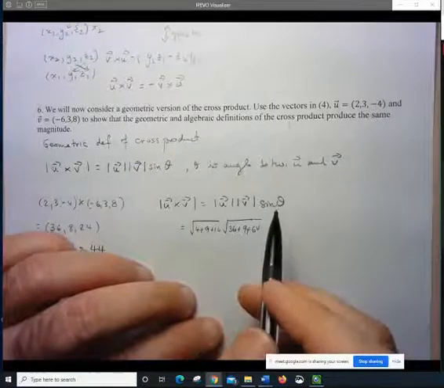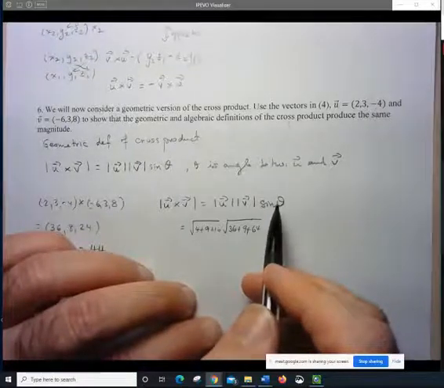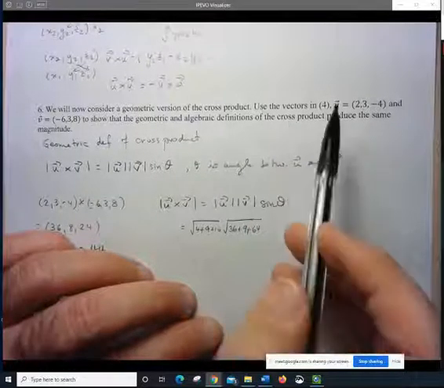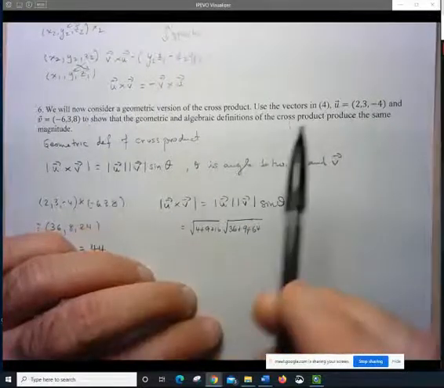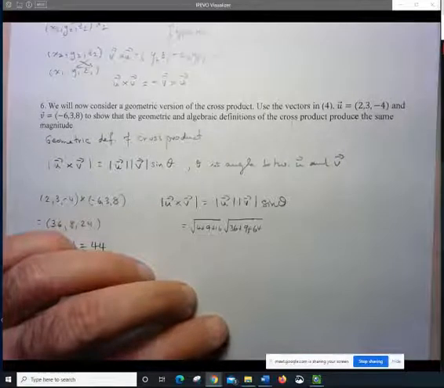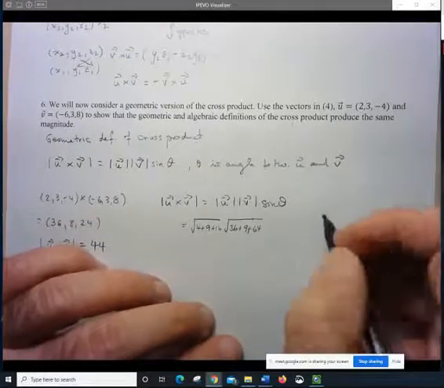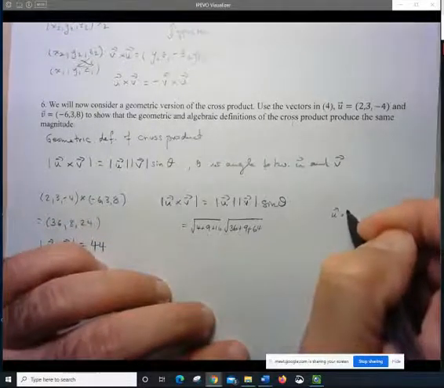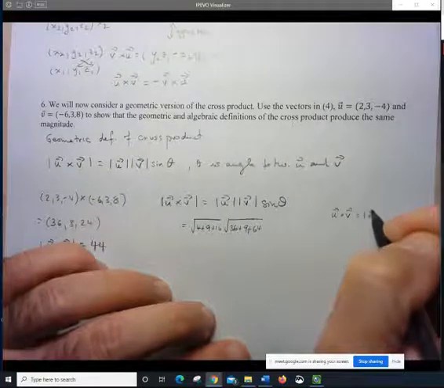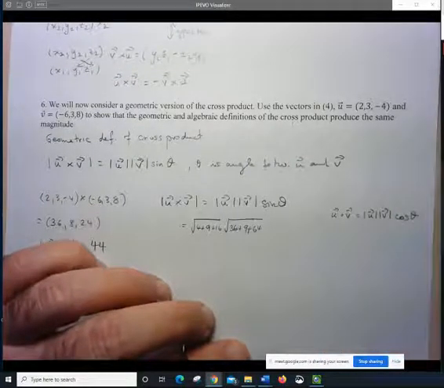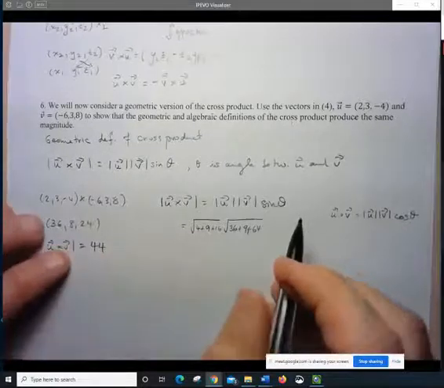We need the angle in order to calculate this. How am I going to find the angle between these two vectors? Who's going to remind me how I'm going to find the angle between these two vectors? I'm going to go back and use the dot product. So we'll do that on the side. So u dot v is equal to magnitude of u times magnitude of v times cos theta. Okay. So what's u dot v?